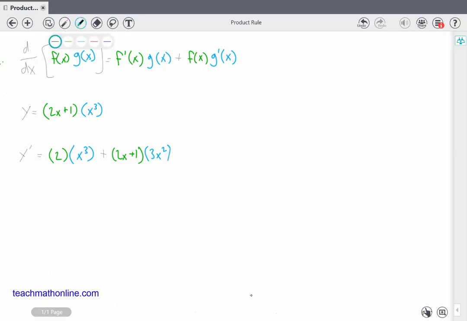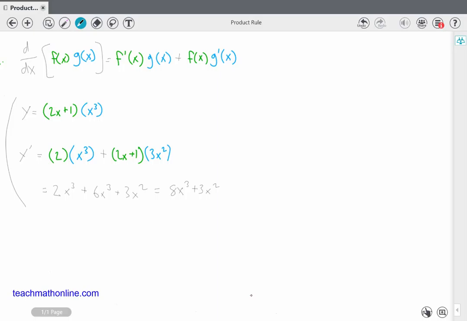When we go ahead and simplify this out, we're going to be left with 2x to the third plus 6x to the third plus 3x squared, which is equal to 8x to the third plus 3x squared. So that was how you do it for the product rule.